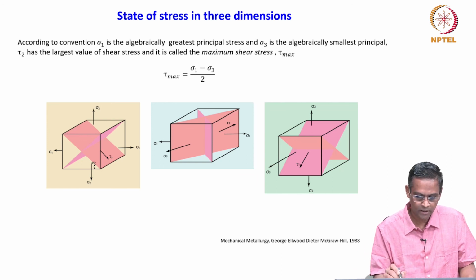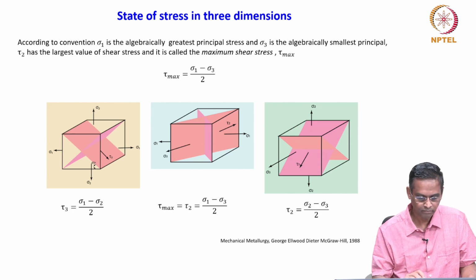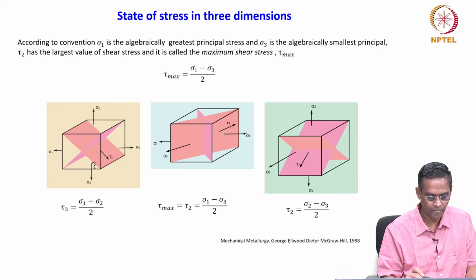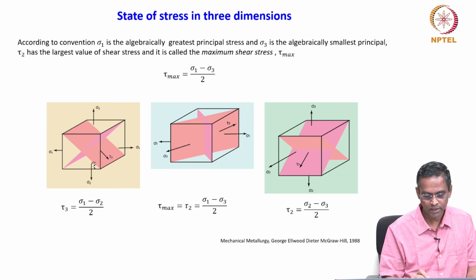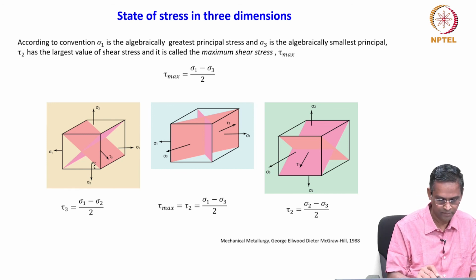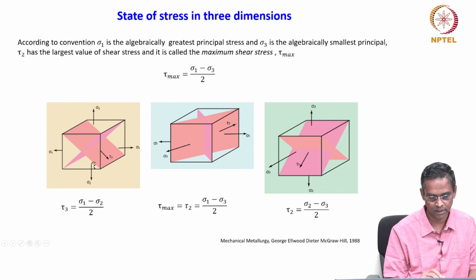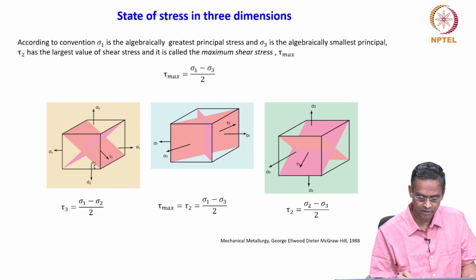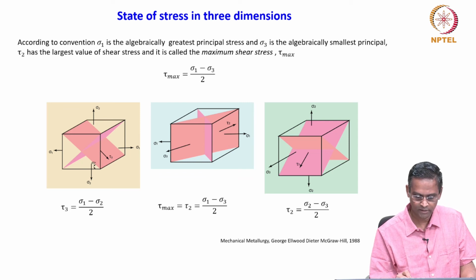These are the three sets of principal planes. If you look at this diagram, one thing is very clear: for a given pair of normal stresses, there is a pair of principal shear planes which bisects the normal stresses. Here also it bisects and here also it bisects. So you can see that similar things are happening here for the tau max, and this is tau 2.